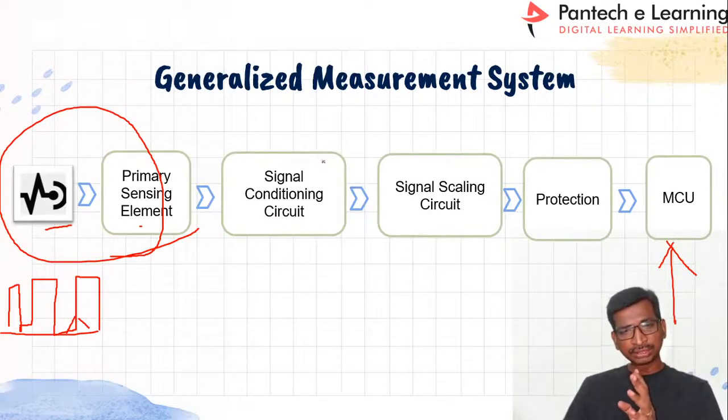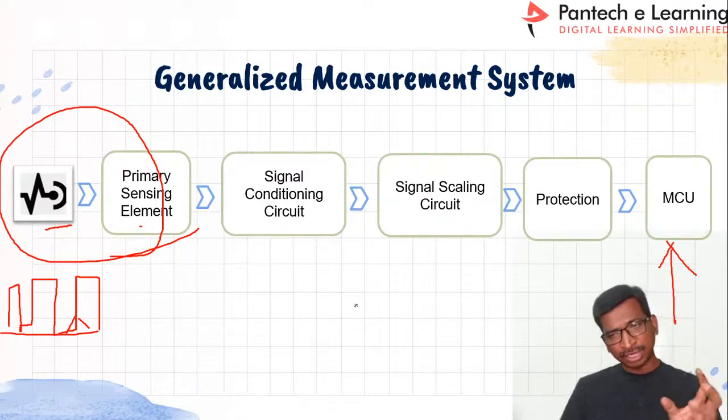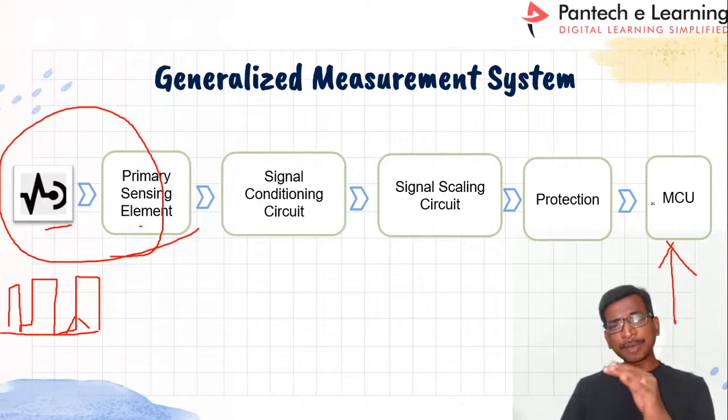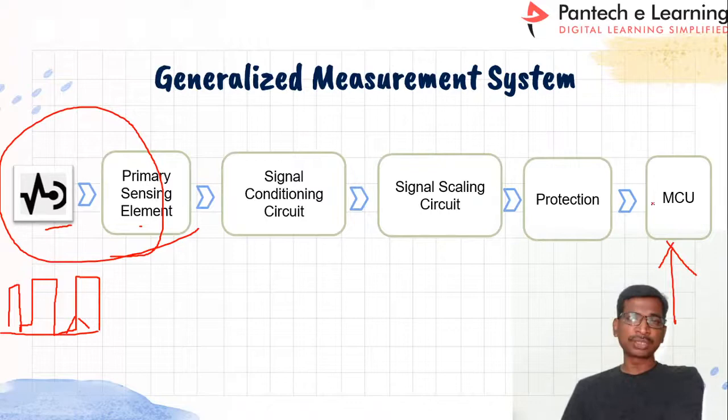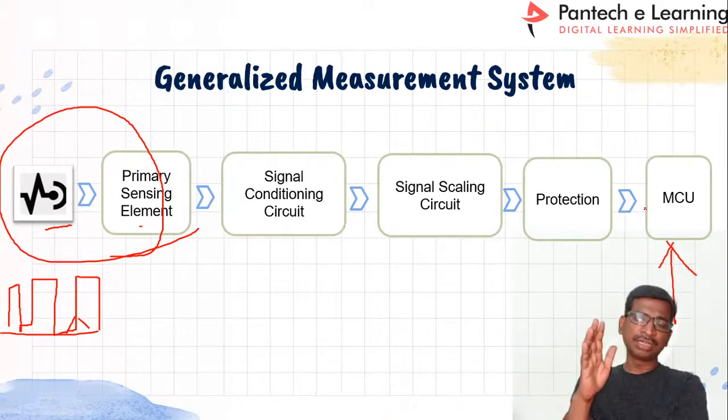So this signal conditioning circuit will first of all monitor, and then it will clip the basic unwanted signals, and do the signal scaling. The signal scaling circuit is nothing but this: the same signal which we are going to connect to the microcontroller should be less than the operating voltage. At the same time, it should be equivalent to the operating voltage of the microcontroller.